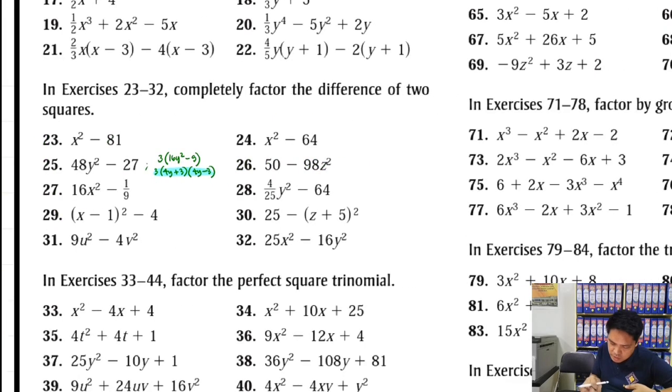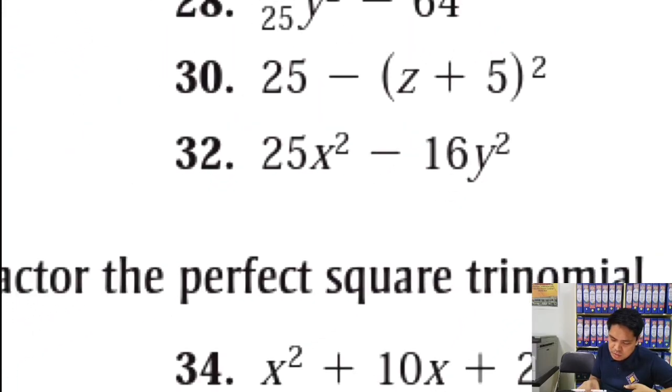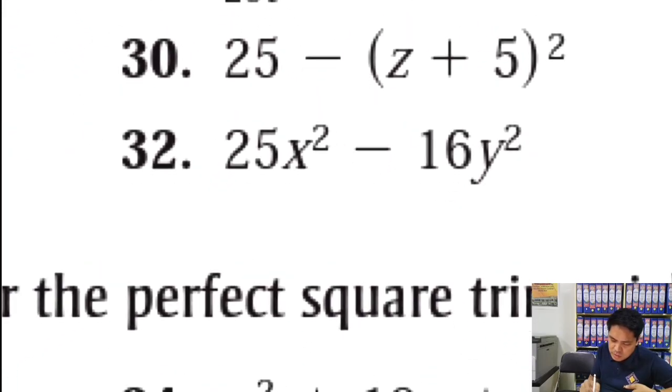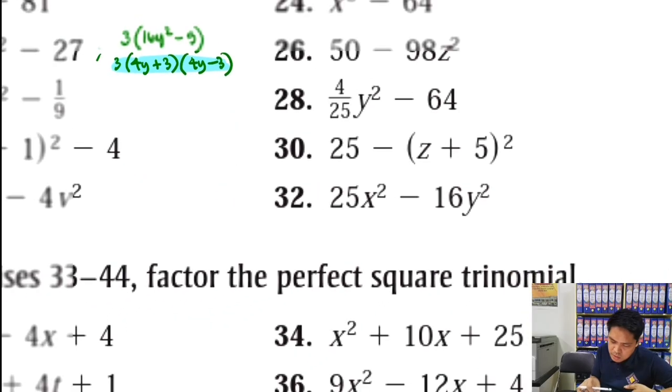Okay. Let's try another one. How about this one? Sobrang dali na. Ito, madali na lang to because this is 5x squared and 4y squared. Sobrang dali. How about this?